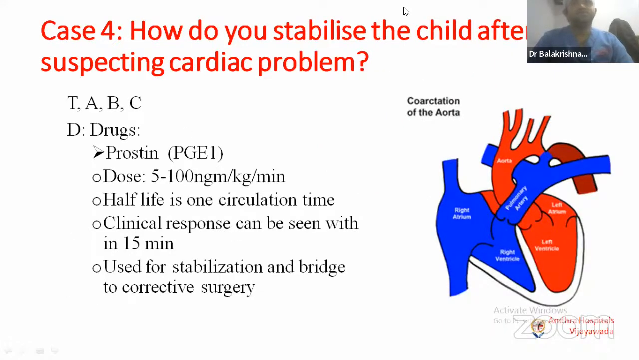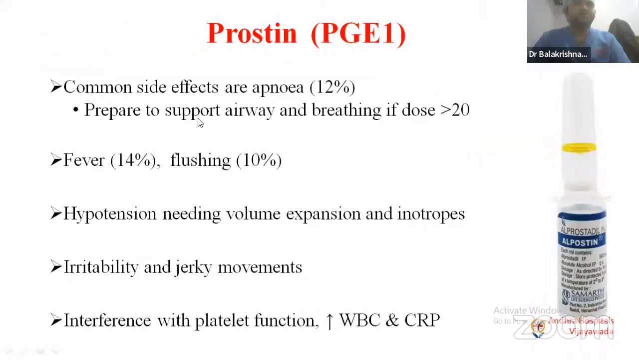So to stabilize the child, whenever you suspect a cardiac problem, usually start prostin, because that is the only life-saving drug which keeps your PDA open. The dose is 5 to 100 nanogram per kg per minute. The half-life is only 1 minute, so clinical response can usually be seen within 15 minutes. Use it for stabilization and as a bridge to corrective surgery.